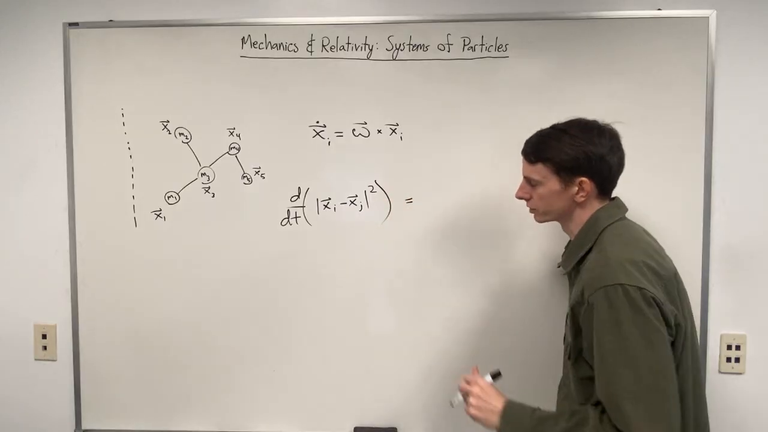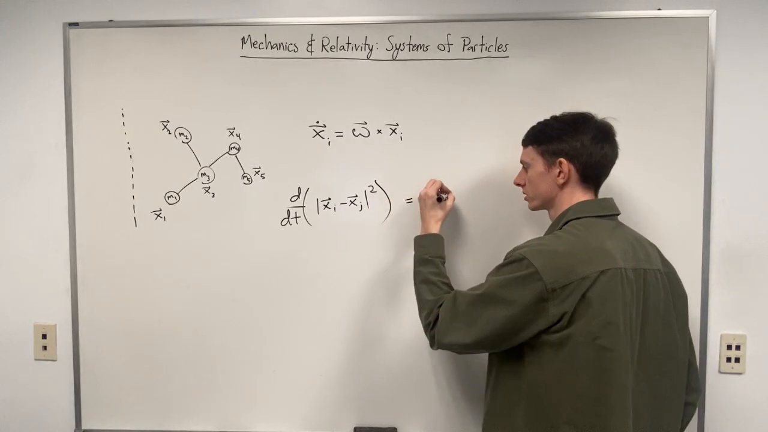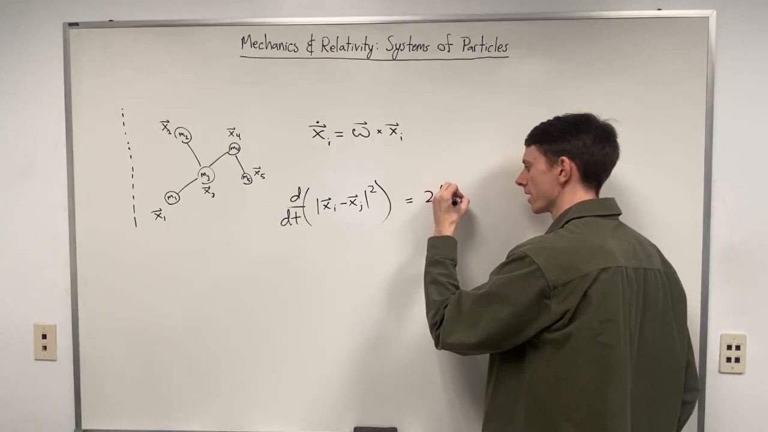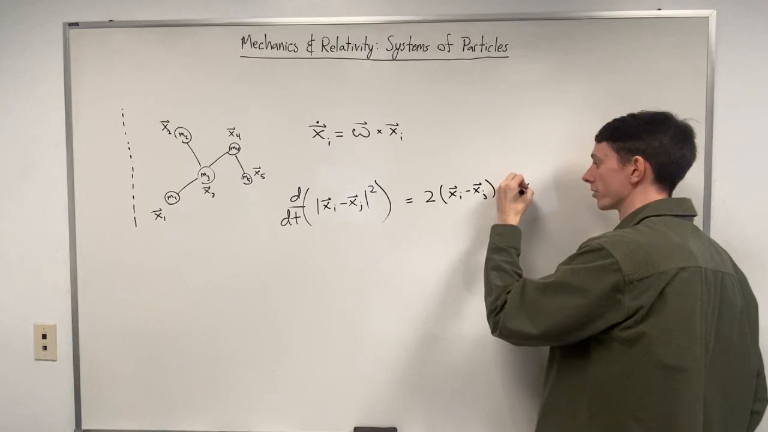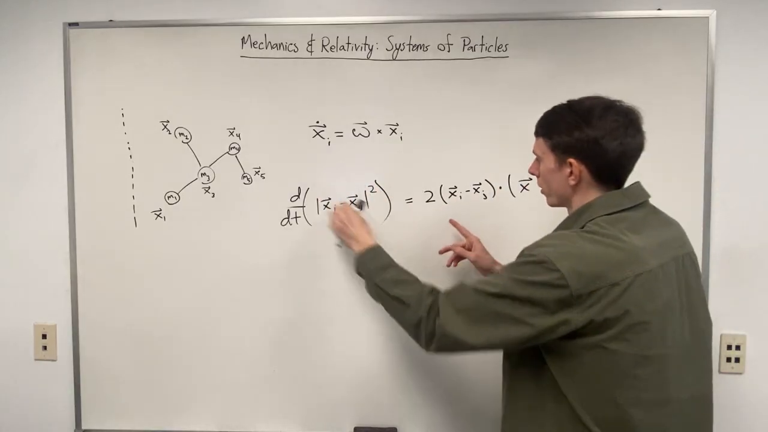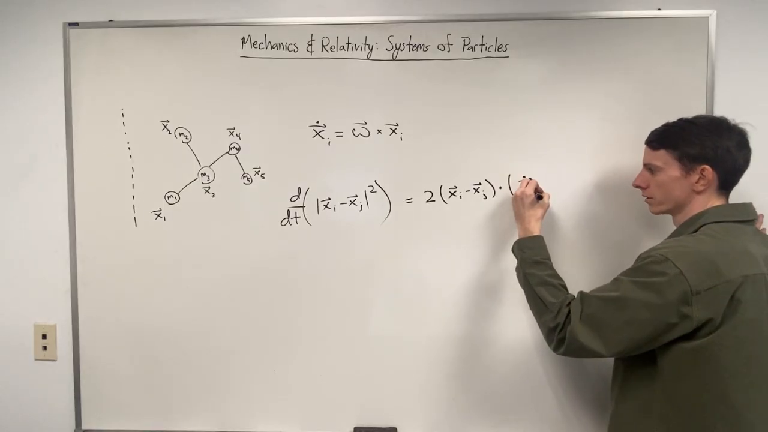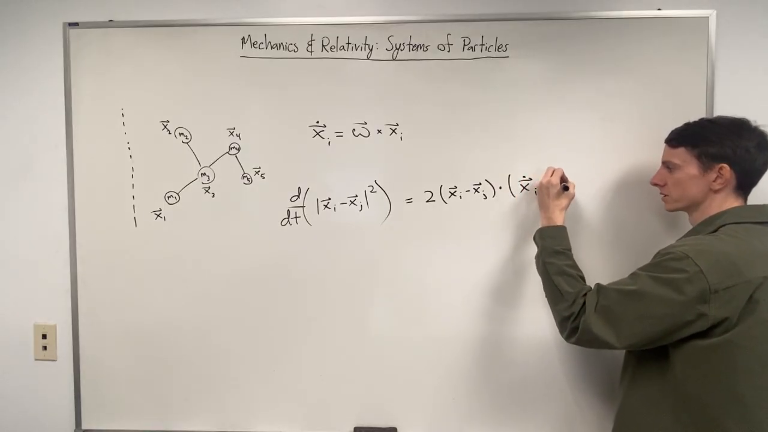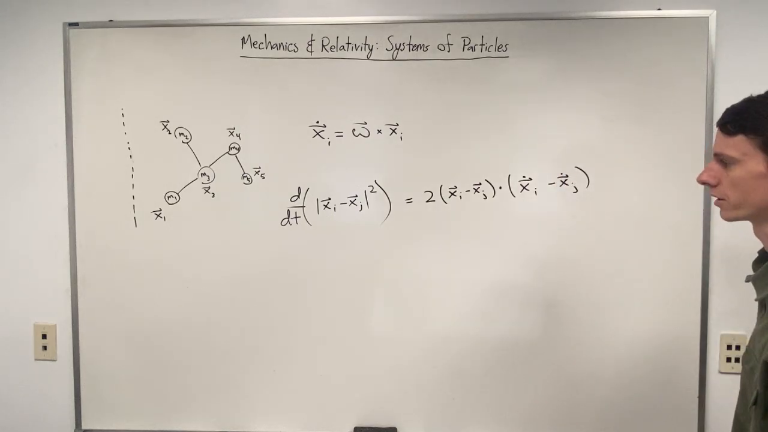And by writing out the square distance, we can apply the chain rule to get 2 times (xi minus xj) in a dot product with, so this is like chain rule, you have 2 times the quantity, and then you apply chain rule to the inside part. So then you have x dot i minus x dot j, like this.